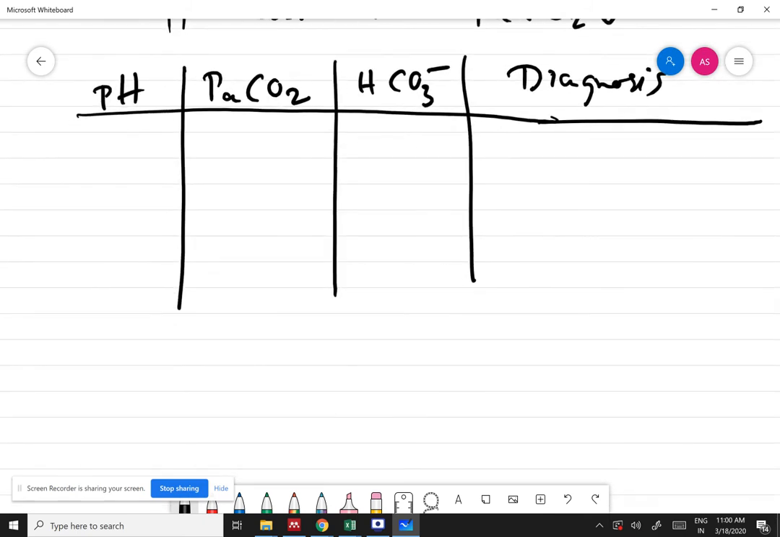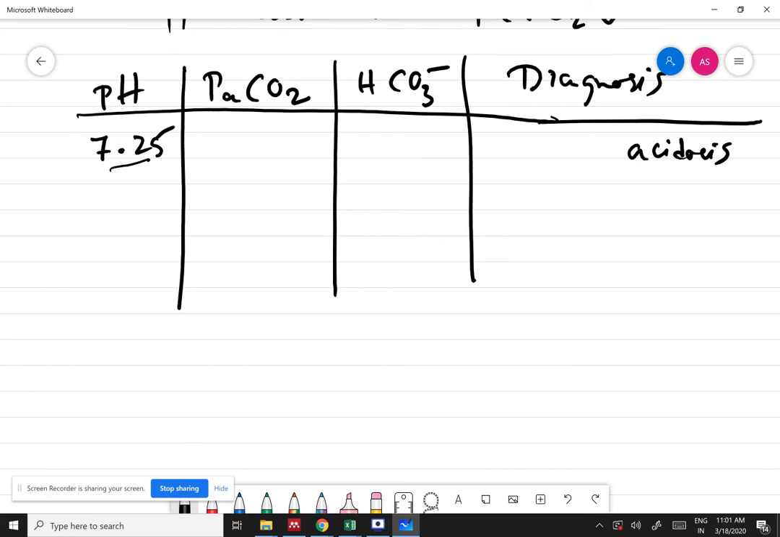Okay, so pH is 7.5. Say pH is 7.25. So clearly, by looking at this value, you can say whether it is alkalosis or acidosis. Okay. As this is less than 7.35, it is more towards the acidic value. So it is definitely acidosis.